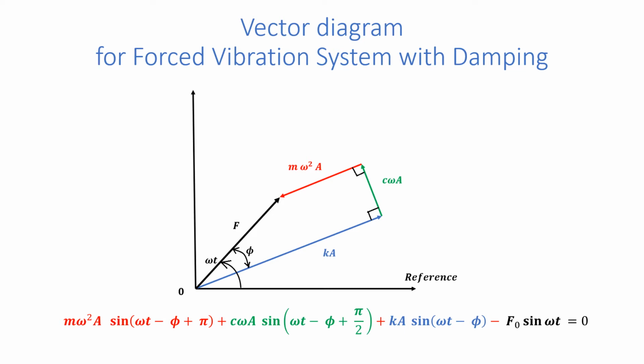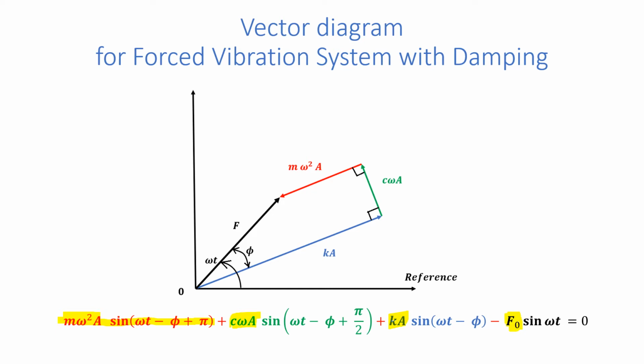In the vector diagram we calculated that, let us use highlighter, this is the inertia force, amplitude is m omega square A. This is damping force with amplitude of c omega A. This is spring force with amplitude of kA. F naught is the excitation force with amplitude F naught.